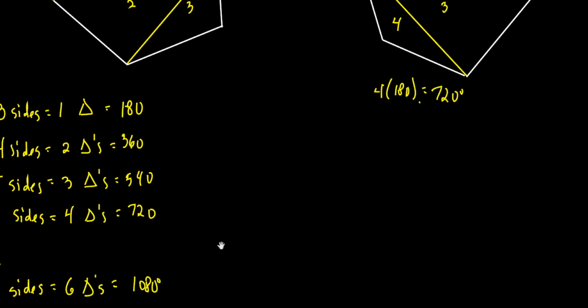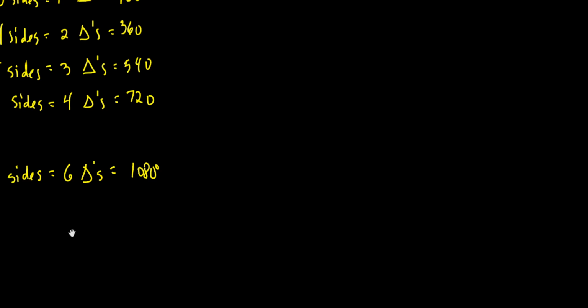What if I jumped all the way down to, let's say, 12 sides? How many triangles would that give us? It'd give us 10 triangles. And so how do I know how many degrees? 10 times what? 180, right? That's how I got the 1080, isn't it? 6 times 180. And then 10 times 180, what's that? 1800 degrees.